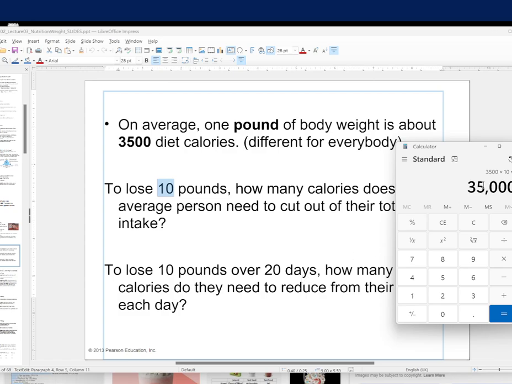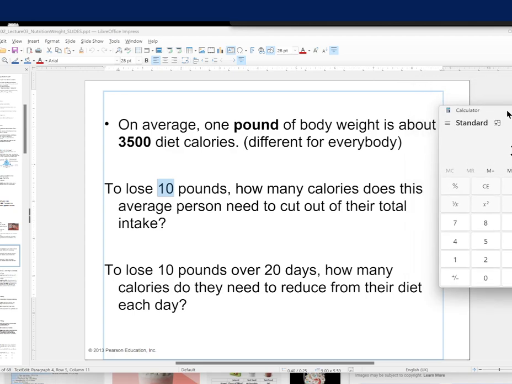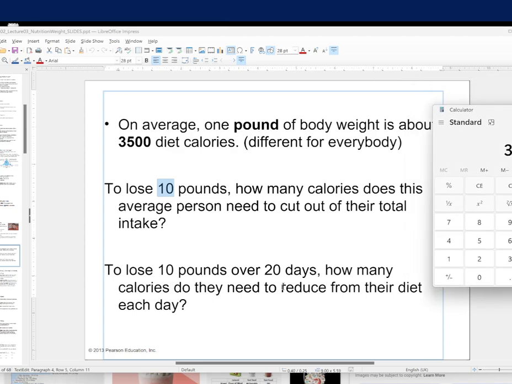That's how many calories you need to eat less for the total year in order to lose 10 pounds that year. And never cheat. But you're not a science experiment, you're a human being. This is just hypothetical. All right, so now the bottom of the slide says you don't want to lose 10 pounds in a year, you want to lose 10 pounds in 20 days. Now that means how many calories do you need to reduce your food intake by? Well, what's 35,000 divided by 20 days?